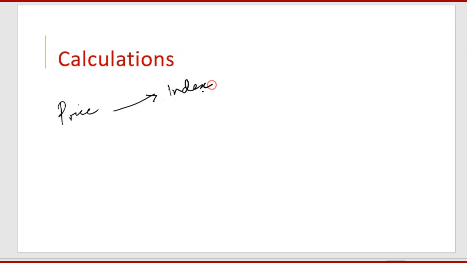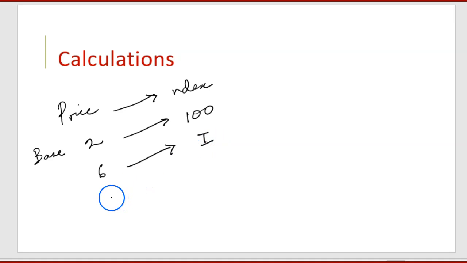So we know for the base year, when the price was 2, we're going to make that the base year. So for the index number, we're going to set that at 100. So our base year is always going to be starting at 100. Then in the next year, the price was 6. So that's an index number of something. And then we had the price of 10. It's an index number of something, and so on and so forth.